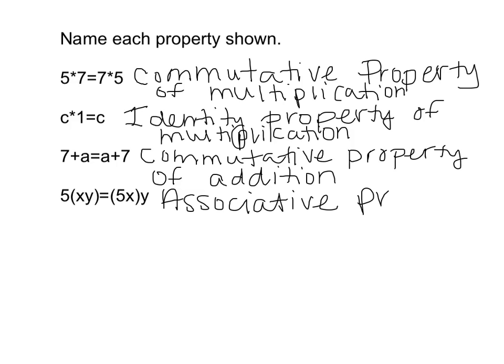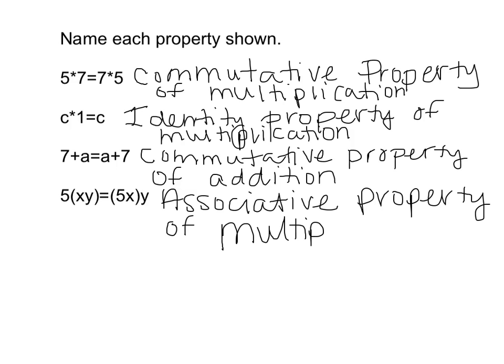Associative property. Then we say, are we adding or are we multiplying? We are multiplying, so it would be of multiplication. So the associative property of multiplication. So again, we just have to use those notes that we took and really make sure we're looking at them and using our own numbers and figuring out what property we're using.